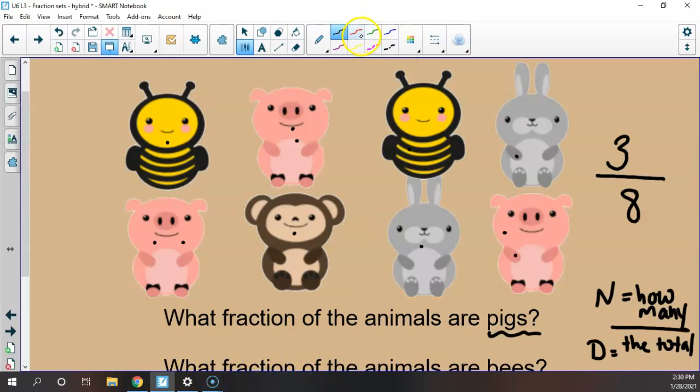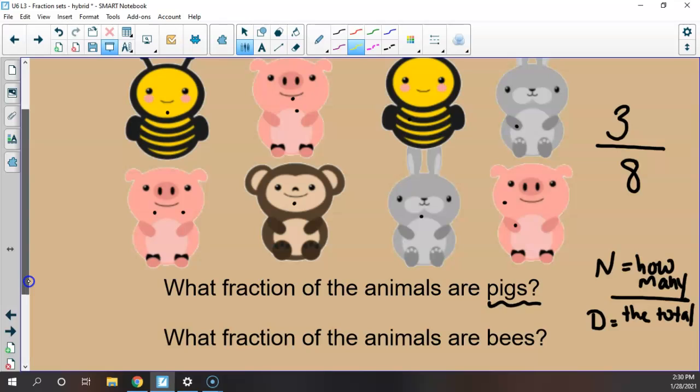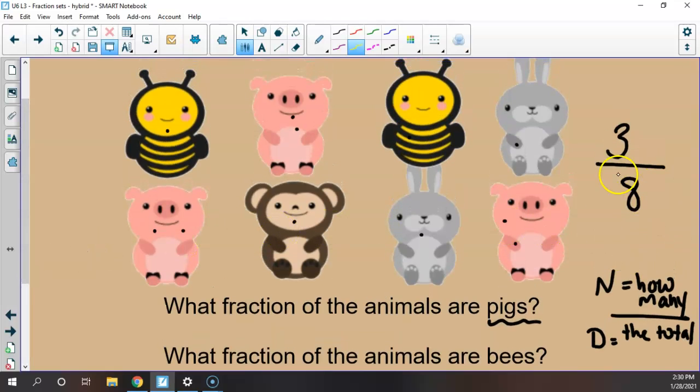I'm going to change my color here. How about for bees? I'll make it yellow for a bee. What fraction of the animals are bees? Well, our whole, or the total amount of animals, is still 8. I'm going to write that over here. That's still 8. So what fraction out of that 8 are bees? Well, there are 2 bees out of the total 8. So that fraction would be 2/8.